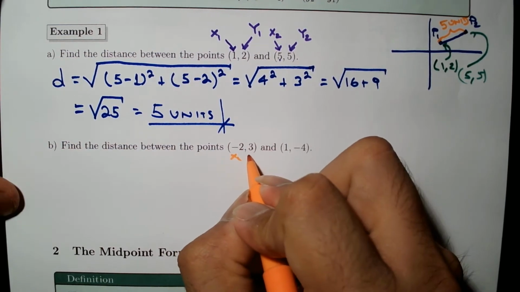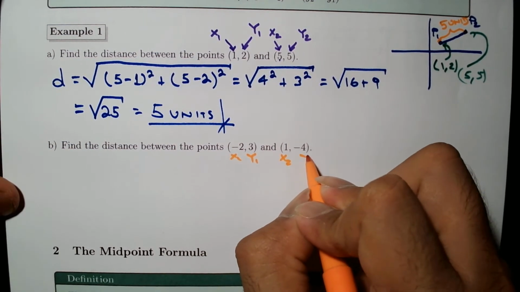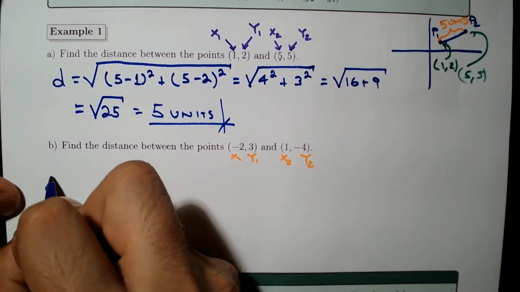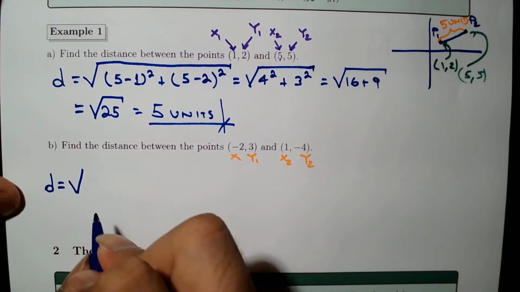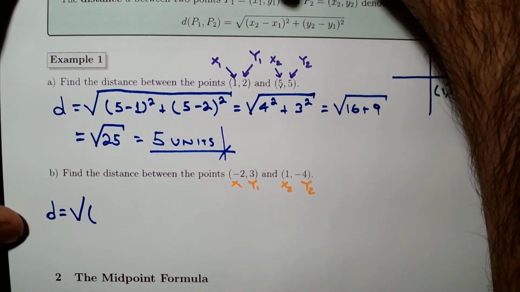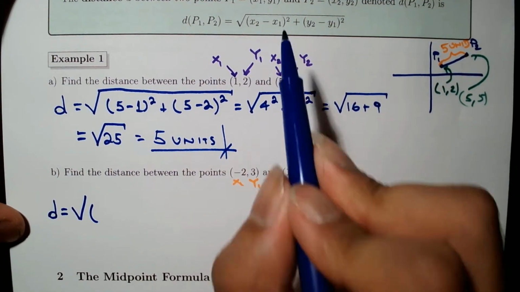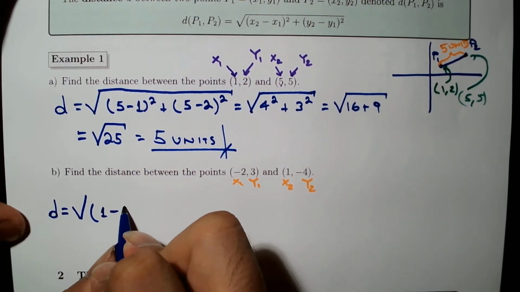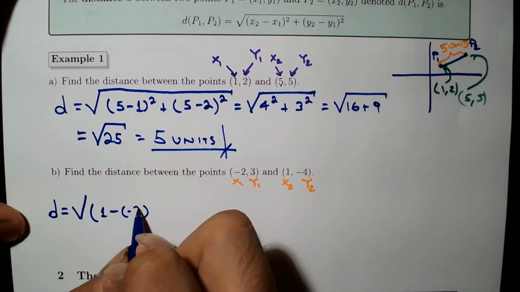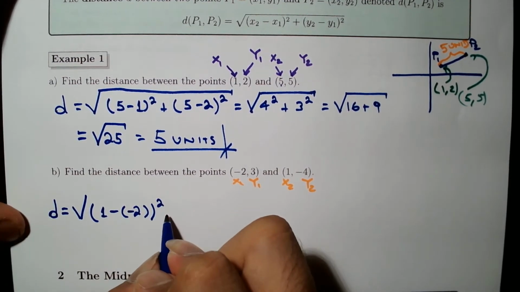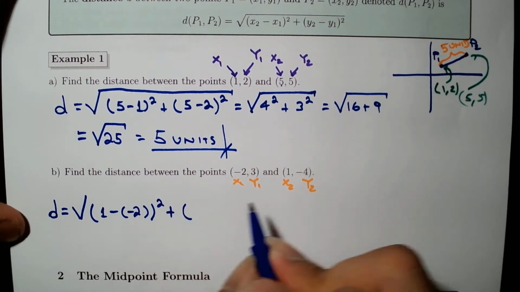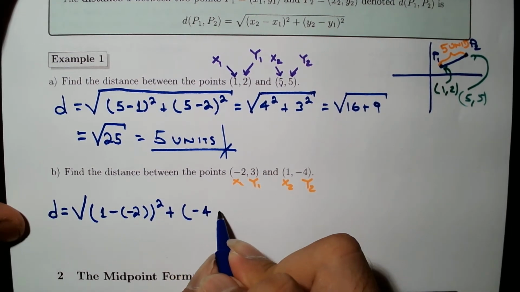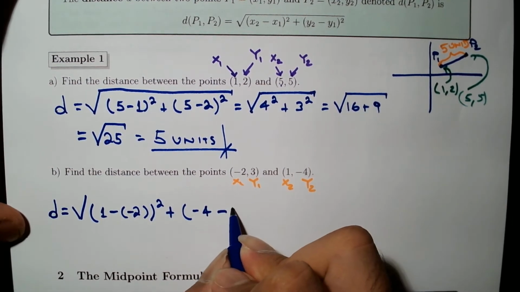This is x1, y1, x2, y2. So d equals the square root of, again, let's refer to the formula, x2 minus x1, which in this case is 1 minus negative 2. Okay, 1 minus, be careful here, negative 2 squared, plus y2 minus y1, quantity squared, in this case y2, which is negative 4, minus y1, which is 3.